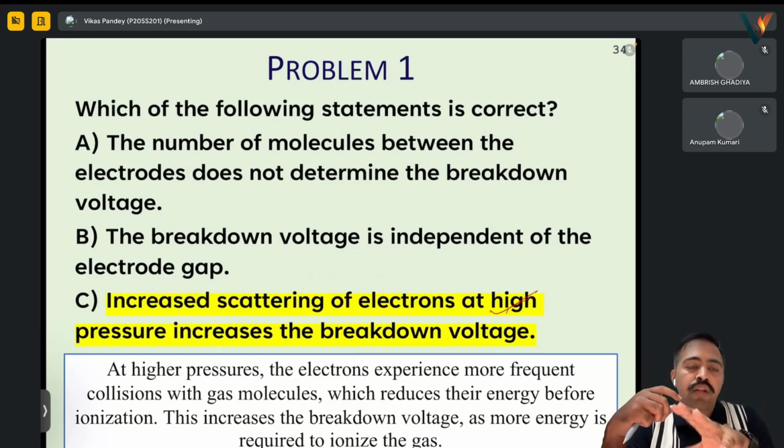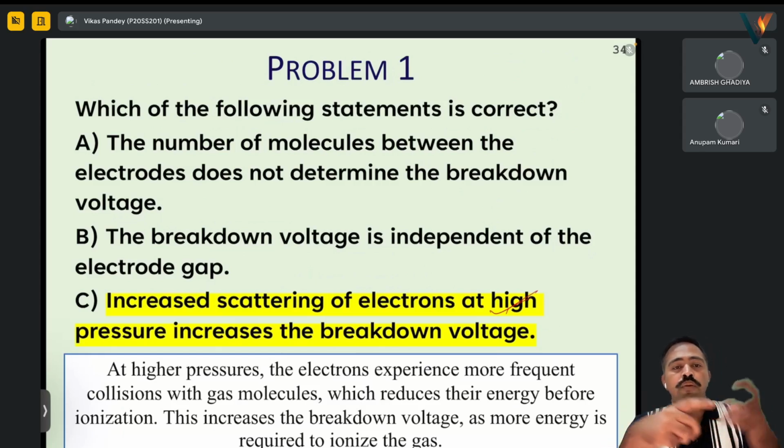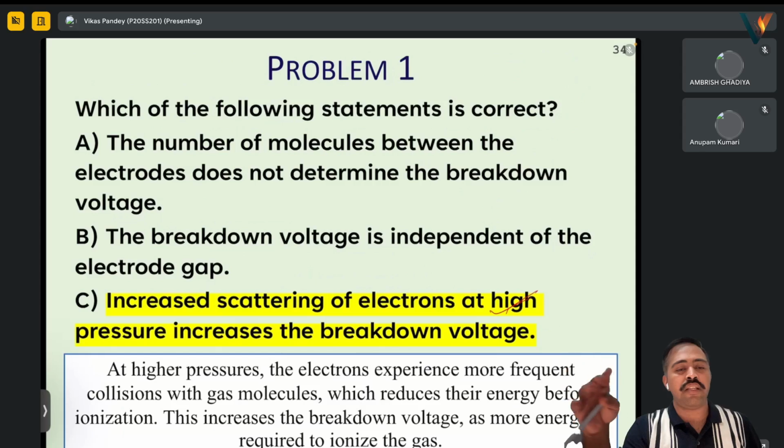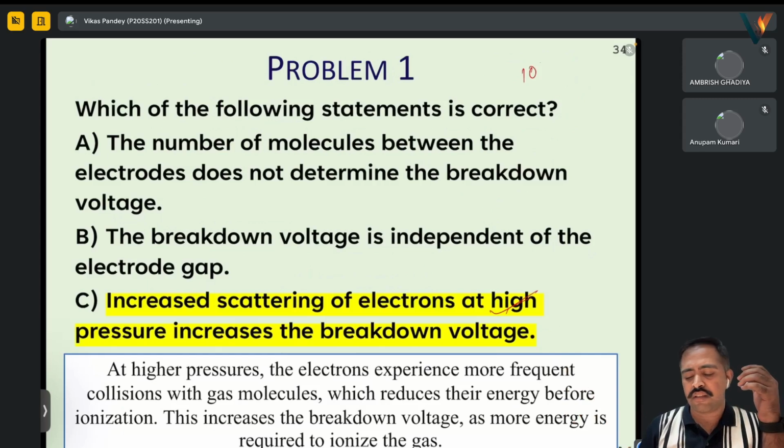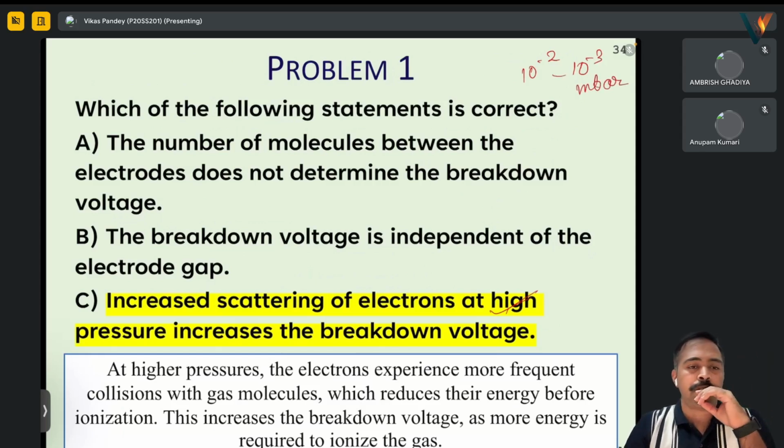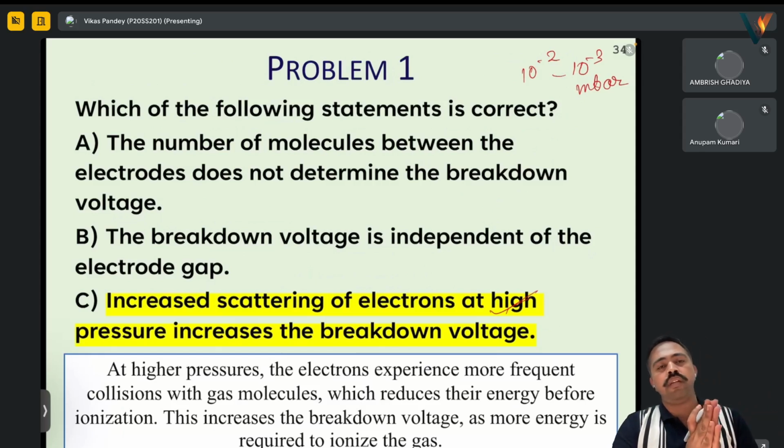the pressure. At lower pressure, we need a limited number of molecules to be present for the plasma to form. Otherwise, they will just keep colliding and neutralize each other. That's why the plasma is generally formed in the 10 to the power minus 2 to 10 to the power minus 3 millibar pressure range. It can vary from system to system a bit, but it is generally in such a range. So we have molecules present, but not too many.